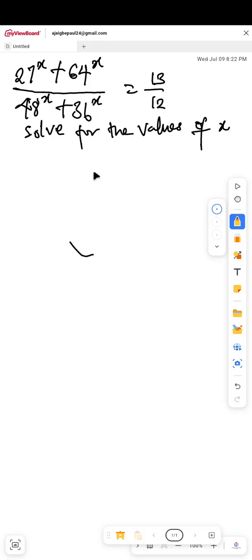So in today's video, we'll be solving this beautiful equation. We have 27 raised to the power of x plus 64 raised to the power of x over 48 raised to the power of x plus 36 raised to the power of x is equal to 13 over 12. So solve for the values of x. Okay, solution.